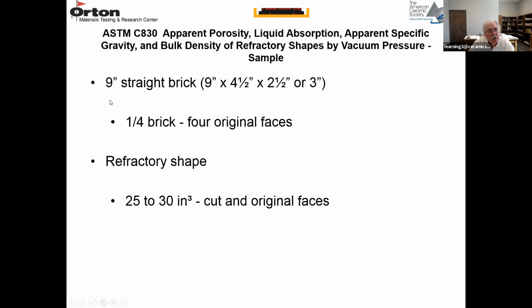For the sample, you start out with a 9-inch straight and you cut it in quarters, so you end up with a quarter brick. When you do that, you'll have 4 original faces and 2 cut faces. Or you can use a refractory shape. You can cut it, but you need to have about 25 to 30 cubic inches, which is about the size of a quarter brick. And you'll end up with some cut and original faces when you have a shape that's different than a brick.